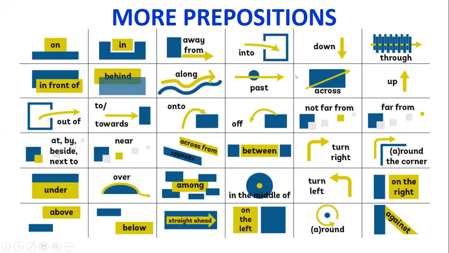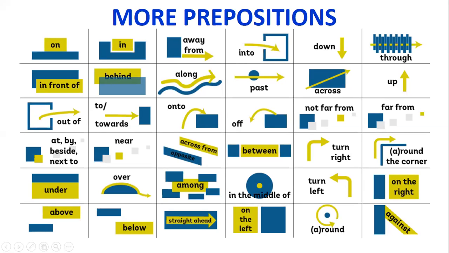Pasando por, ¿verdad? Across, al cruzar, ¿verdad? Al cruzar, up, hacia arriba. Out of, hacia fuera de, to or towards, hacia. Onto, hacia arriba de, off, hacia abajo de, ¿verdad? O fuera de. Not far from, no lejos de, far from, lejos de. So, these are opposites. Estas dos son opuestas, ¿verdad? Igual que onto y off.